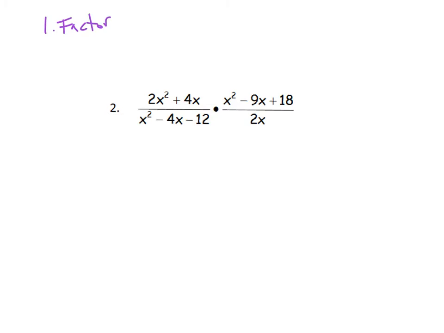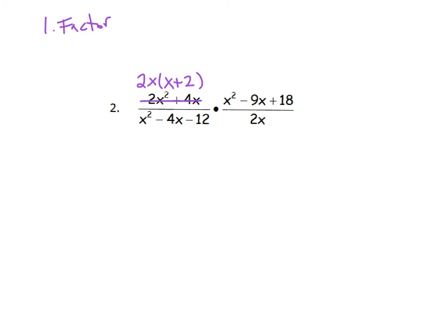Okay, so in the numerator of our first fraction, you should notice that we can factor out a 2 and an x. When we factor out a 2 and an x, we are left with x plus 2. Again, the 2 is factored out. One of these x's is factored out. We're left with an x. The 4, the 2 is factored out, which means we're left with a 2, and this x was factored out.